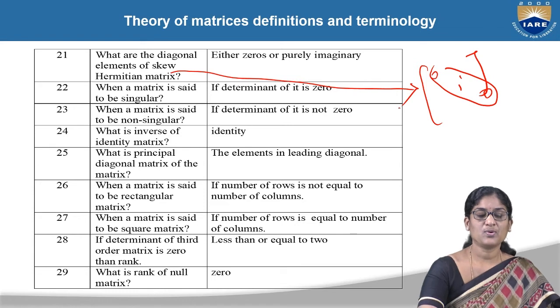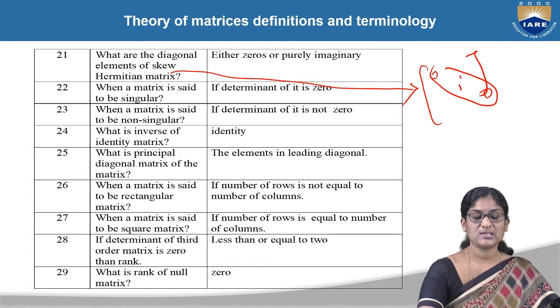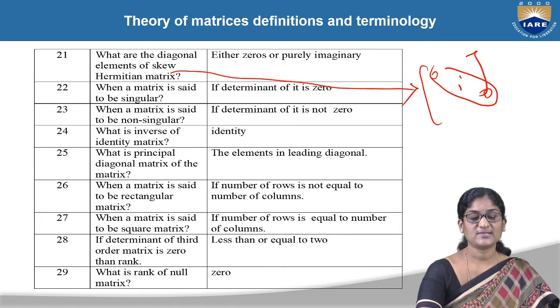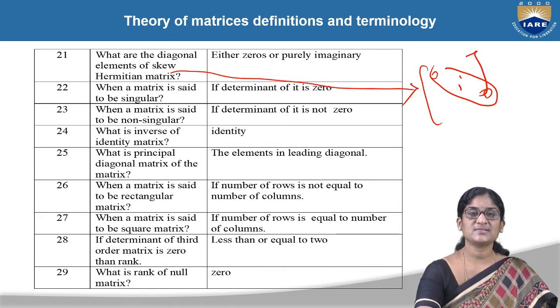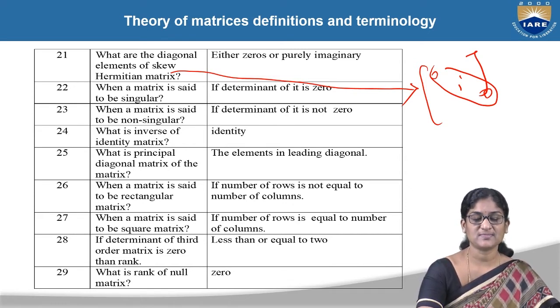Now, when is a matrix said to be singular? When the determinant of the matrix is equal to 0, then the matrix is said to be singular. Knowing this property is very important to find the inverse of the given matrix. What is the inverse of the identity matrix? When the identity matrix is inverted, we get the same identity matrix.